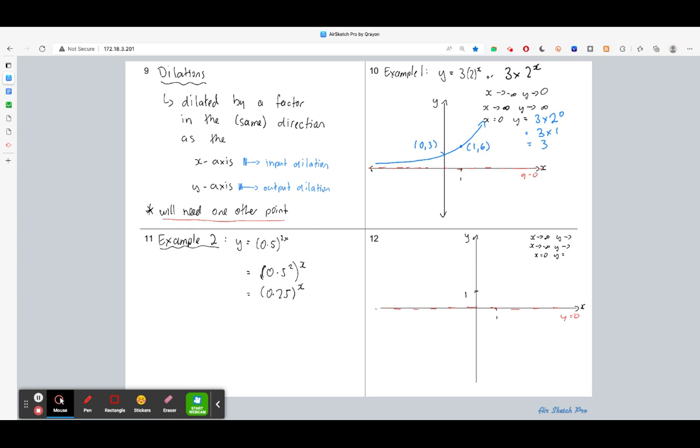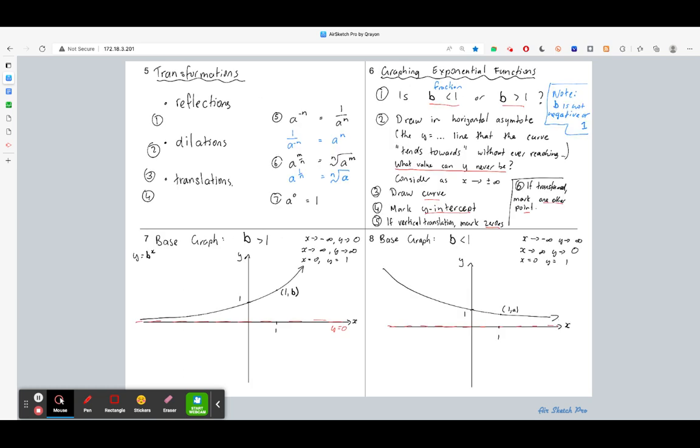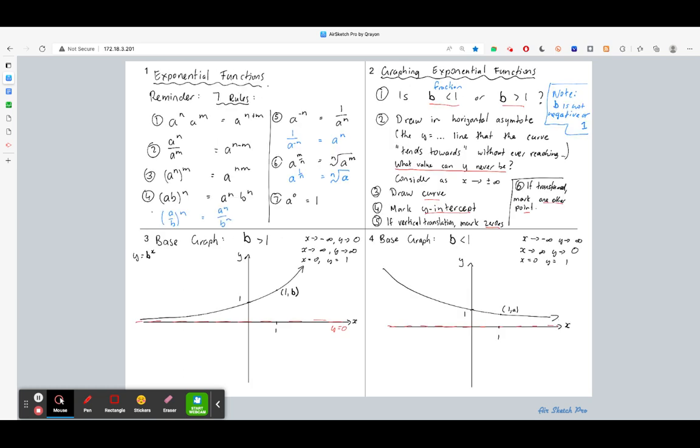Example 2 is y equals 0.5 to the power of 2x. Now, I didn't want to spend too much time with this. I'm not going to go through this in much detail at all, other than to show you that when I have a dilation of the x, like so, I can use that rule all the way back on page 1. This rule here, a to the power of n to the power of m is equal to a to the power of n times m. And so I'm going backwards. So n is like 2 and m is like x. I leave the x there and the 2 goes in. I'm squaring the a value.